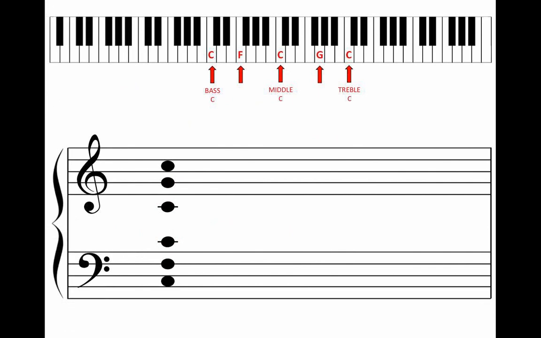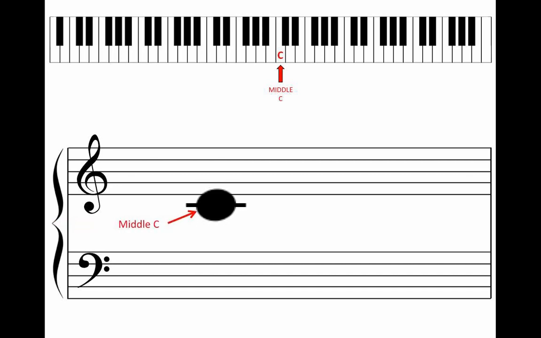So far we've looked at these landmarks: bass C, bass clef F, middle C, written two different ways, treble clef G, and treble C. Now what I'd like to do is just set aside the F and the G for a while, and we're going to focus just on the C's. So, starting with middle C, if it's written on the treble staff, it looks like that. On the bass staff, it looks like that. Two ways of writing the same note.